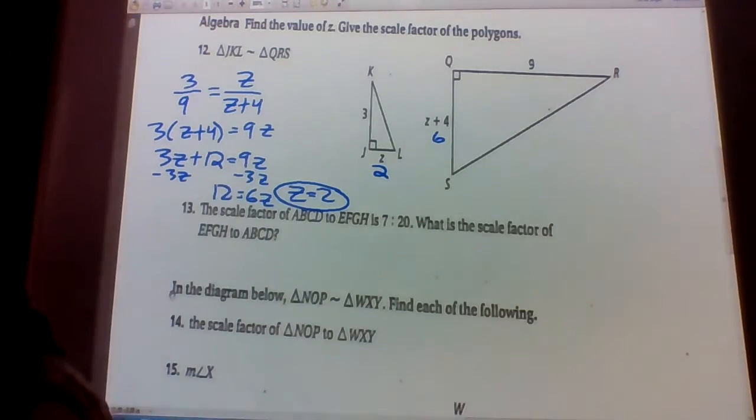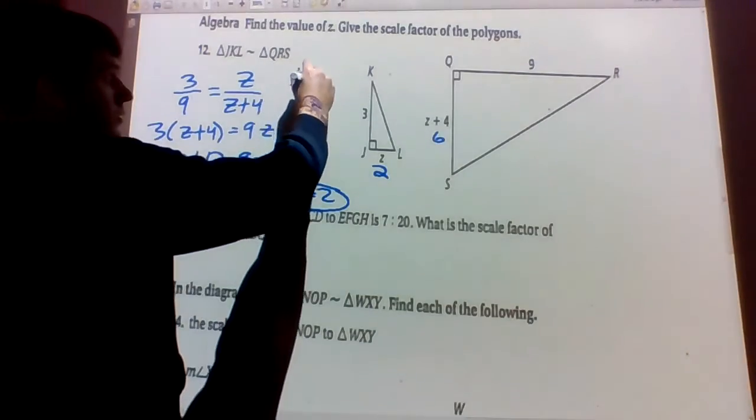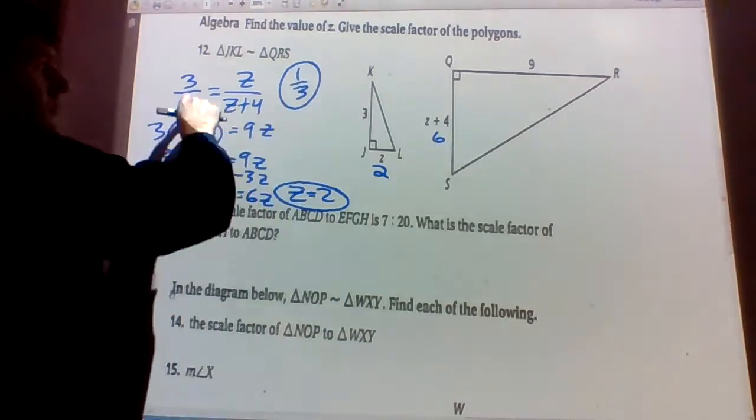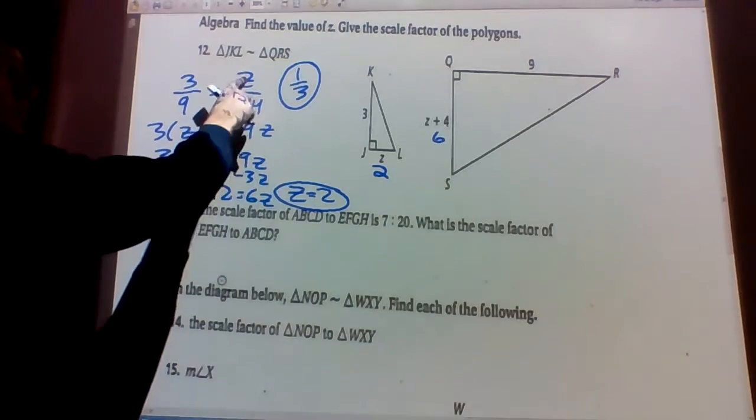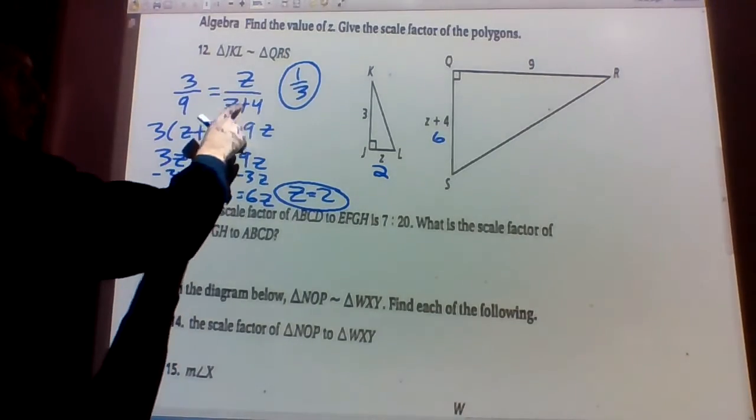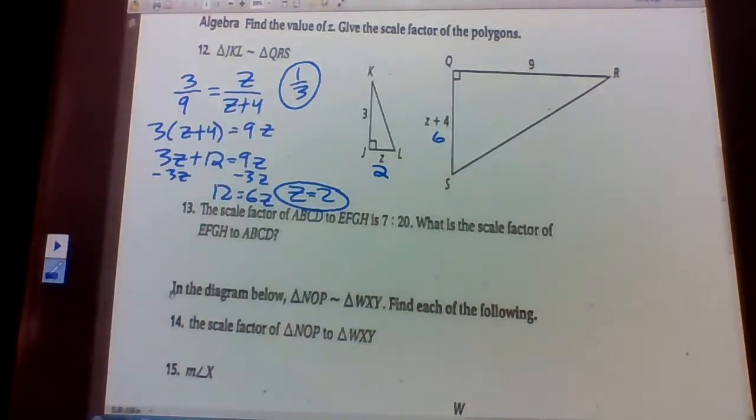Oh, they want the scale factor. Well, the scale factor is going to be 1 over 3, right? 3 over 9 is 1/3. 2 over 2 plus 4, that's 2 over 6, is going to be 1/3. Okay.